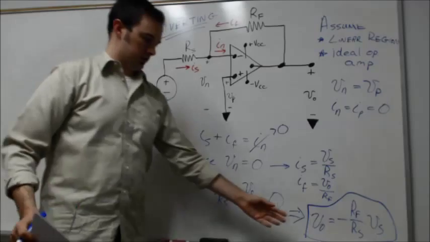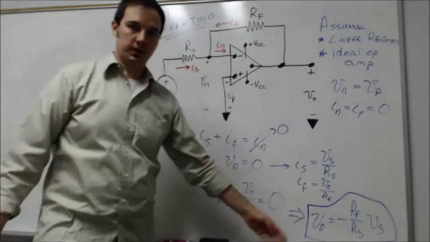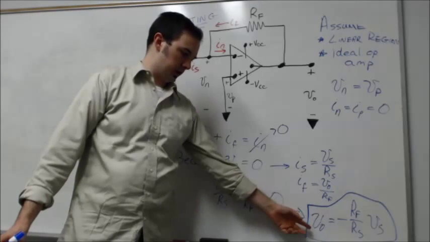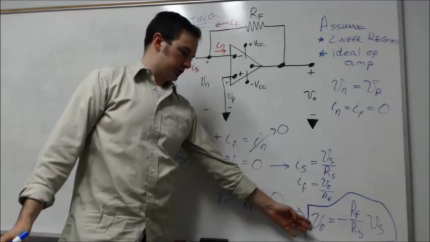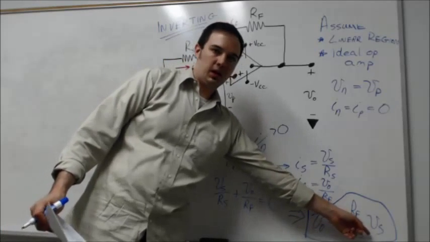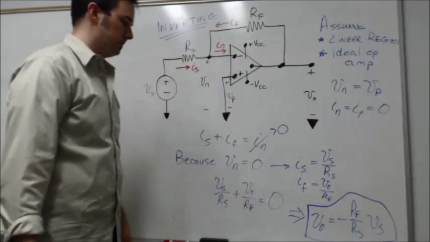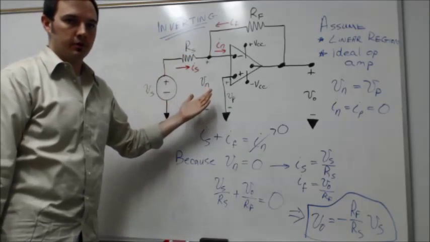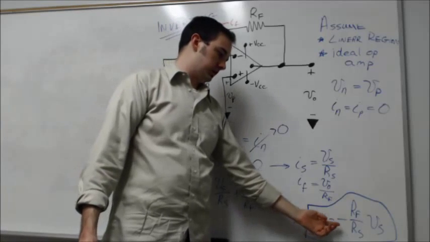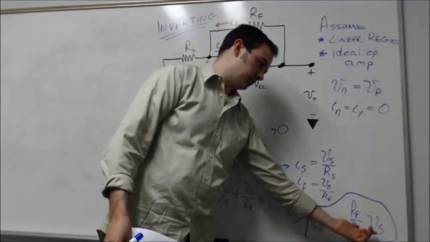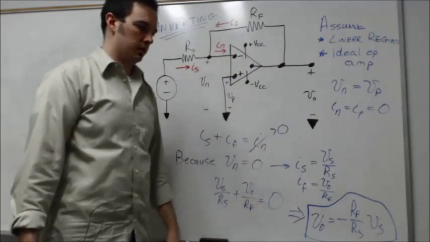Okay, so this is the primary relationship that we're ultimately getting down to. So again, V naught, the output voltage, is going to be equal to negative RF over RS times my input voltage VS. You can now start to see why we call this an inverting amplifier circuit, in that the output is inverted, due to a negative sign, with relationship to whatever's coming in on the input.